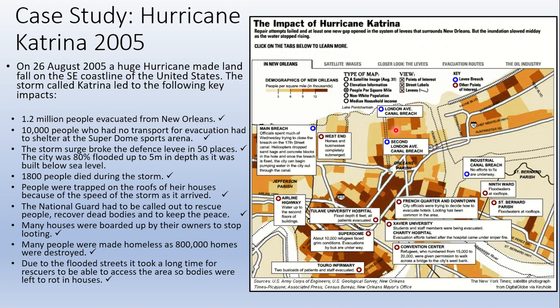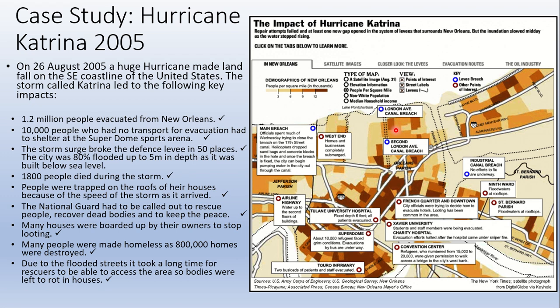However, this levee was broken in over 50 places. As a result, the city was 80% flooded in up to 5 meters depth of water. A classroom is 3 meters high. So 5 meters depth is really, really serious, and obviously that took a long time to drain away. As I pointed out, 1,800 people died during the storm. It was a tragedy.